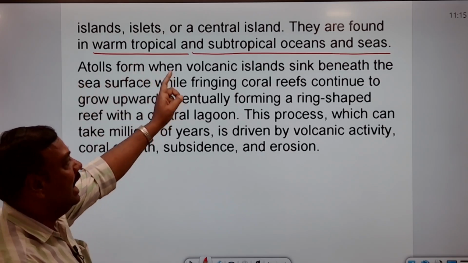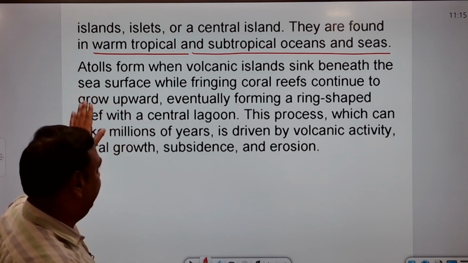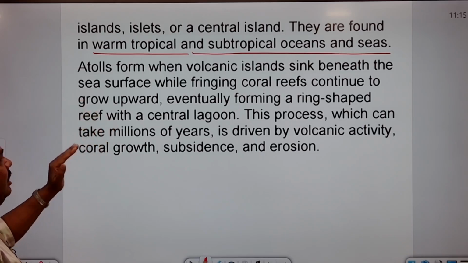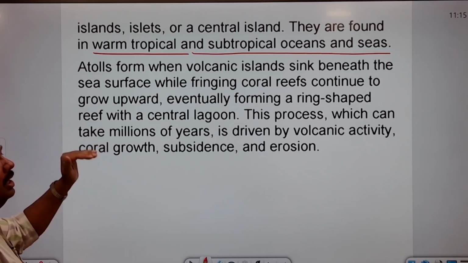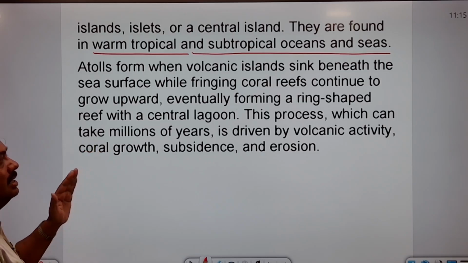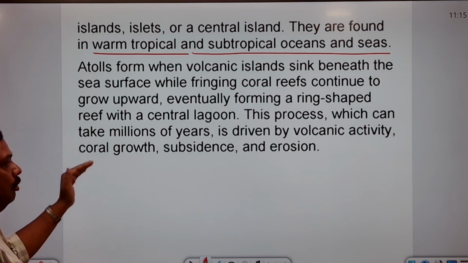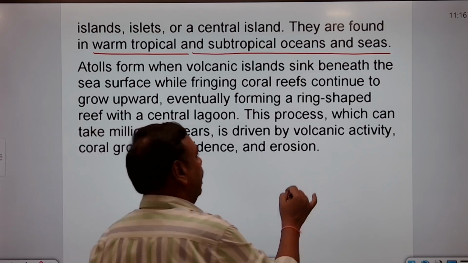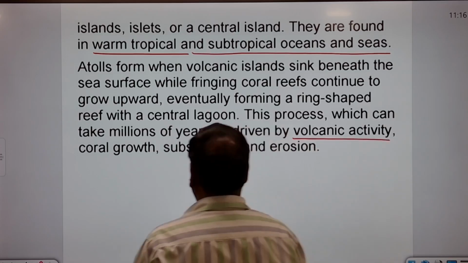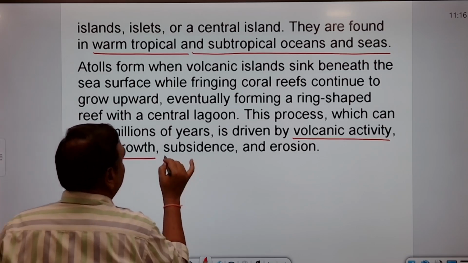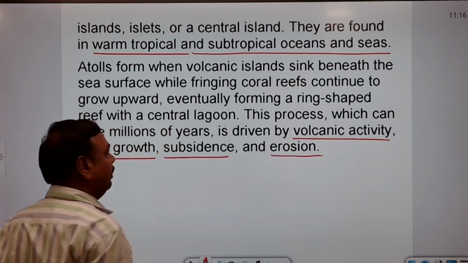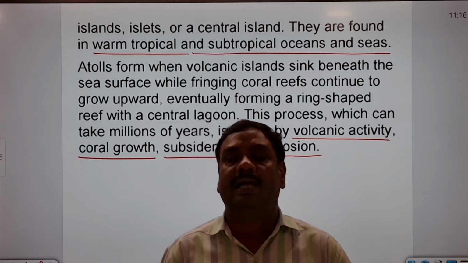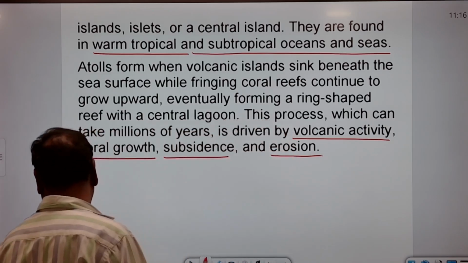Atolls form when volcanic islands sink beneath the sea surface while fringing coral reefs continue to grow upward, eventually forming a ring-shaped reef with a central lagoon. This process, which can take millions of years, is driven by volcanic activity, coral growth, subsidence and erosion. These four processes are basically involved in the formation of atoll. With one of the diagrams, I would like to show you how these atolls have been formed. So I am just taking this diagram here.